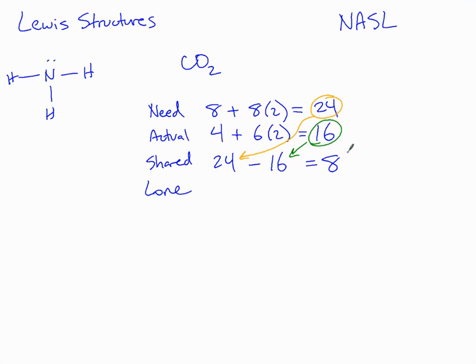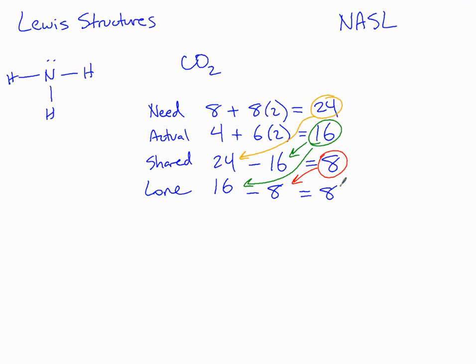Then there's lone pairs. And for this one, what we have to do, 16, that's this one, minus 8, run out of colors here, and that's how many we're sharing. So we're going to share 8 electrons. We're going to have 8 electrons that are by themselves. Okay.